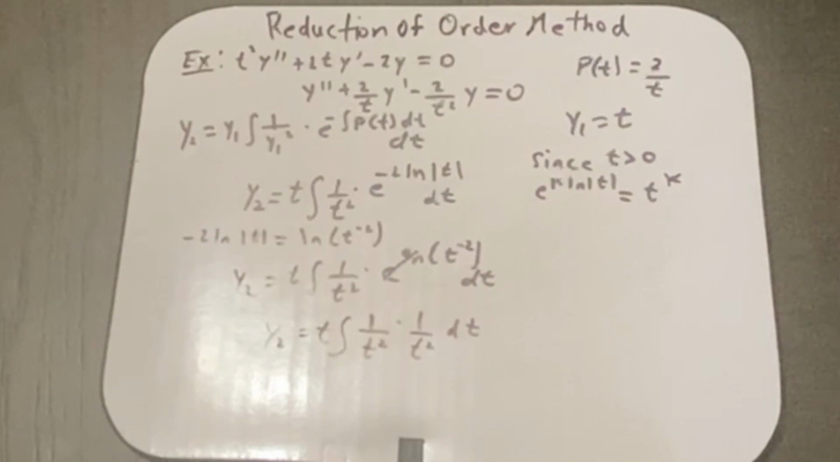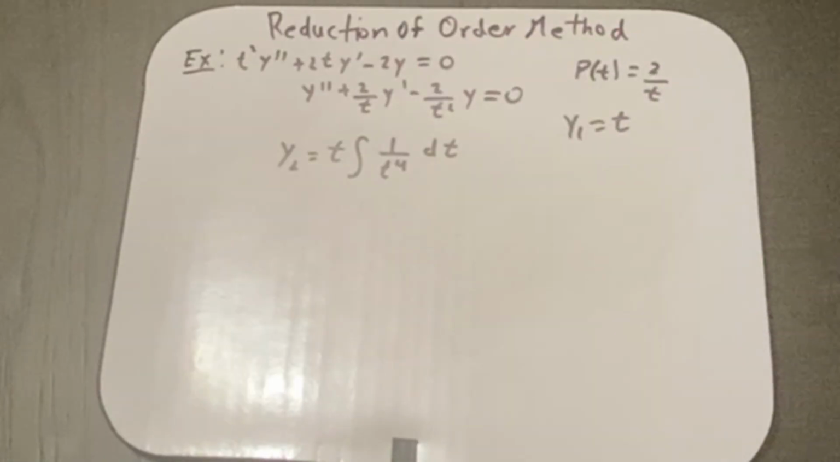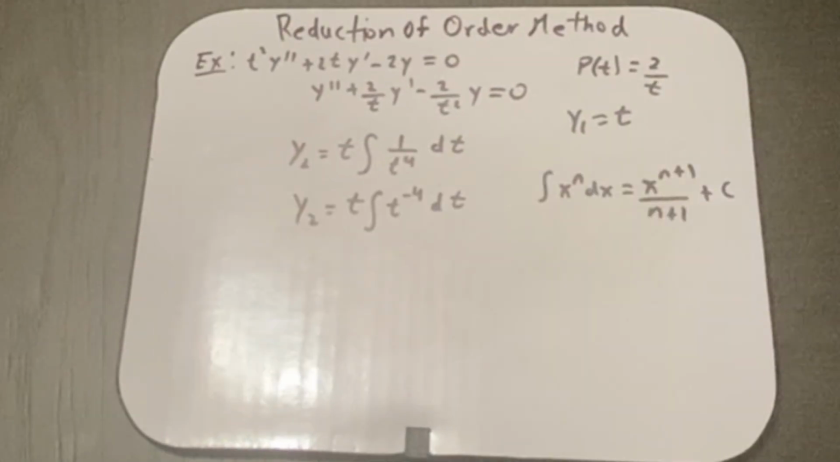So once we do that, we get y2 is equal to t times the integral of 1 over t squared times 1 over t squared dt, because t to the negative 2 is just 1 over t squared. So now we just simplify this further and find the integral. We get y2 is equal to t times the integral of 1 over t to the power 4 dt, because 1 over t squared times 1 over t squared is equal to 1 over t to the power 4. Now we can just flip this and get t to the power negative 4 and do the power rule on this. So we have y2 is equal to t times the integral of t to the power negative 4 dt.